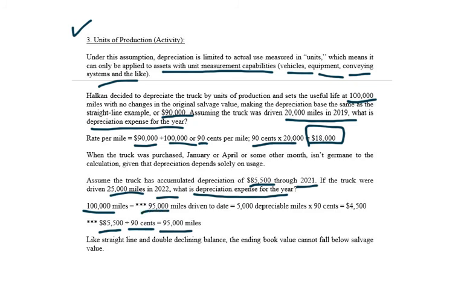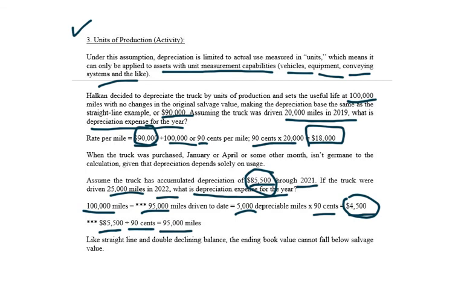So how many additional miles could you depreciate it in 2022? Only 5,000 miles. That's it. 5,000 times 90 cents will get you $4,500, and of course that makes sense, doesn't it? 85.5 plus 4.5 equals our 90, our depreciation base and our depreciable cost. So every mile driven beyond that, the next 20,000, you were done depreciating. You could not take depreciation on that.